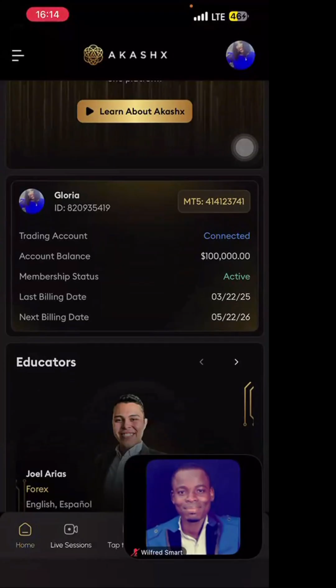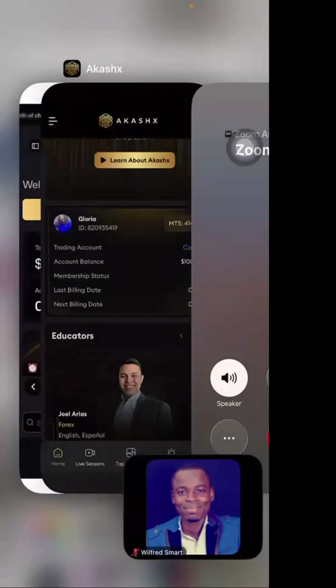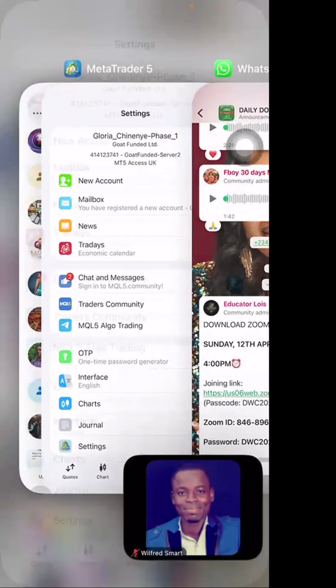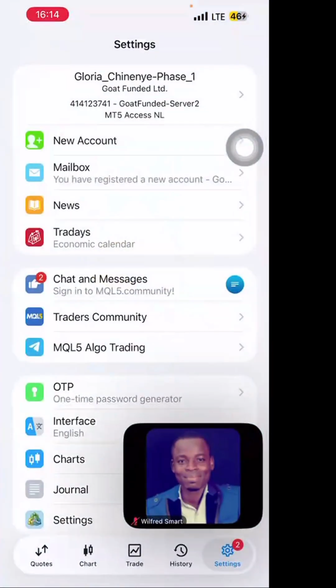Can you guys see this? The $100,000. Let me just show you guys on my MetaTrader 5 so you can see it. Can you guys see this?